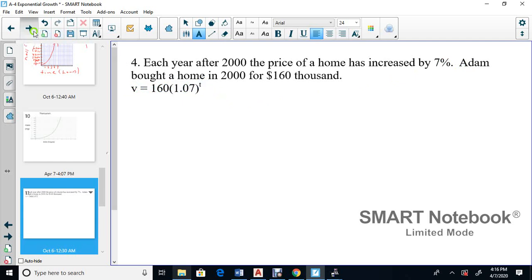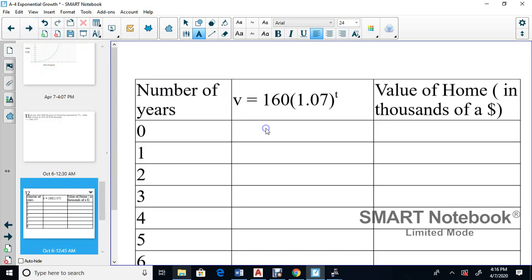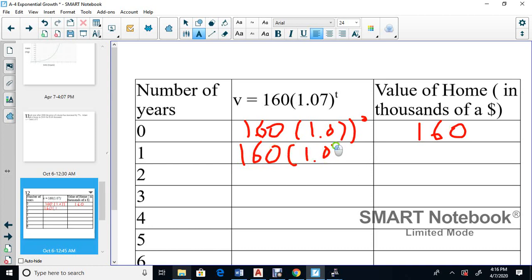Okay, now we're going to go and create a table of values. So here, I'll do my best job writing it. Okay, in here we put 160, bracket 1.07 to the 0. The first one I know is going to be 160, but I'll show you how to put it in the calculator. Then you put 160, 1.07 to the power of 1.